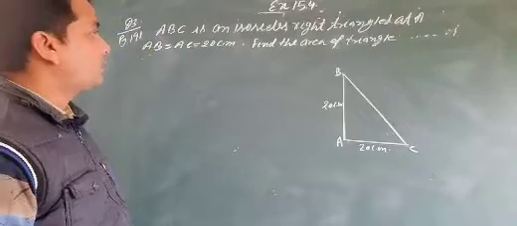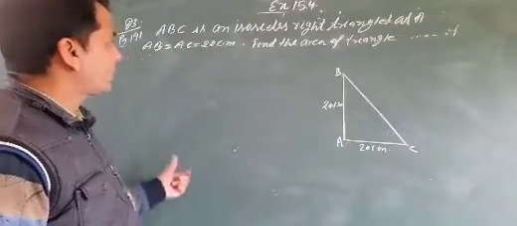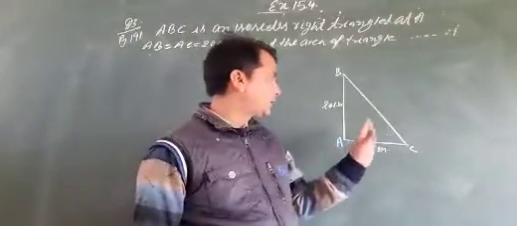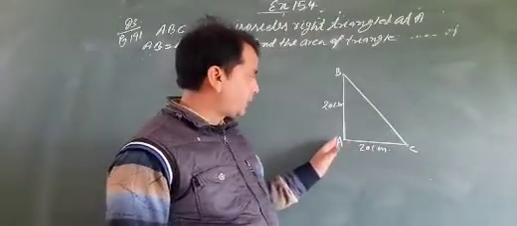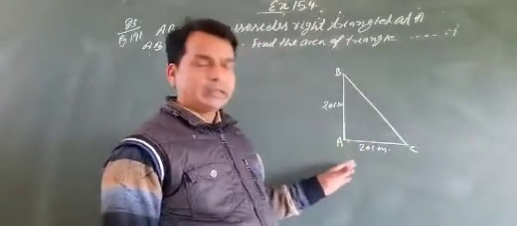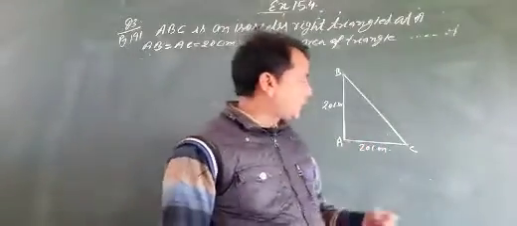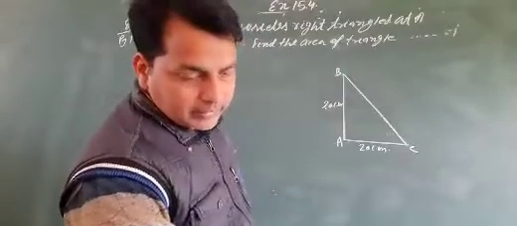Find the area of the triangle. So it is clear that this is a right angle triangle ABC, right angled at A. Then we know that the area of a triangle is 1 by 2 base into height.